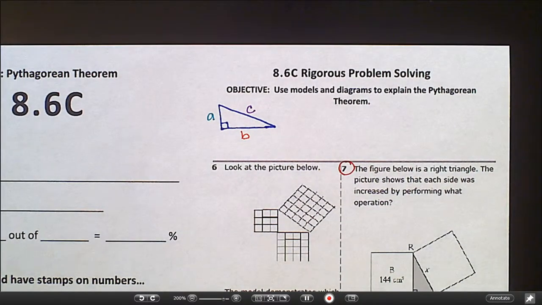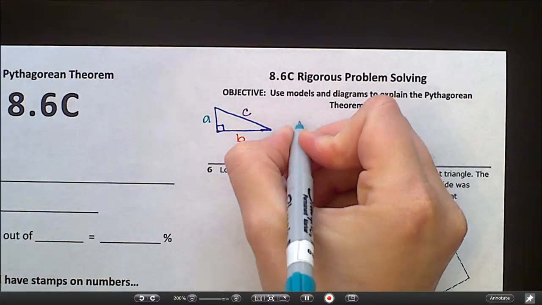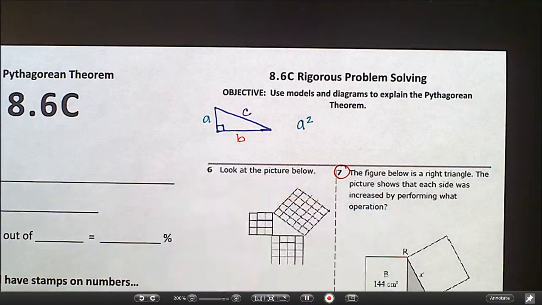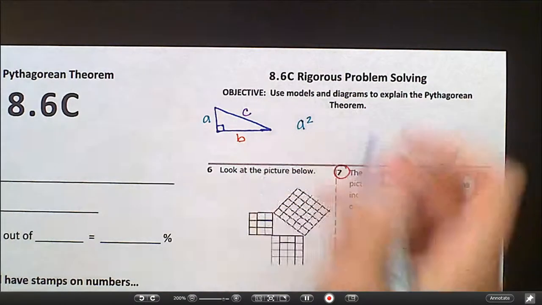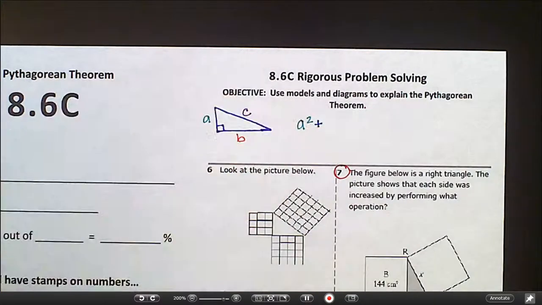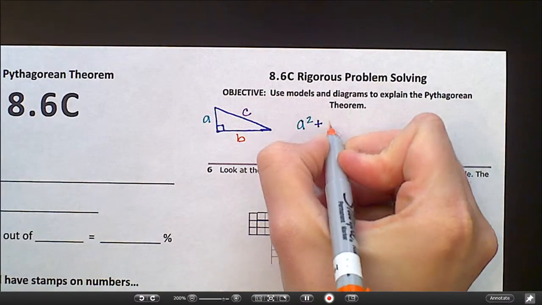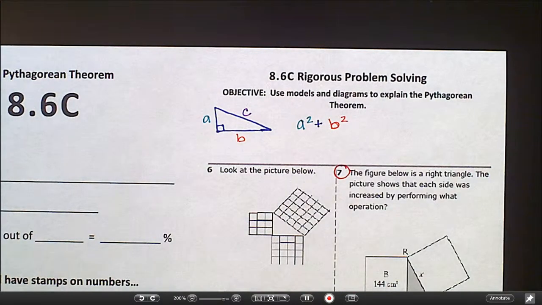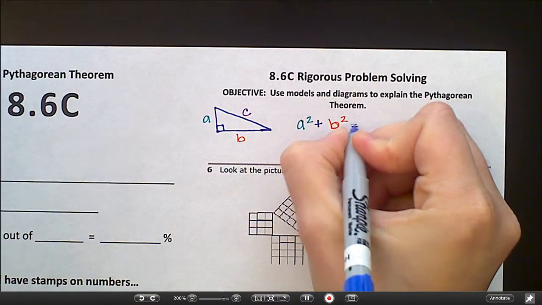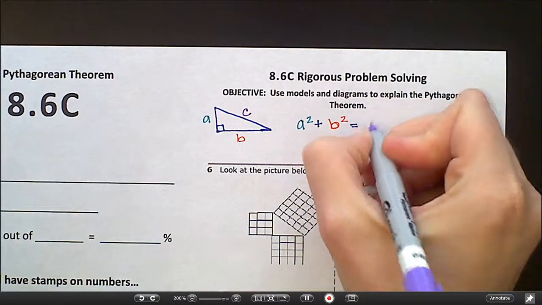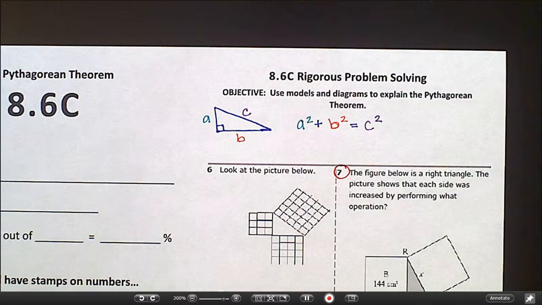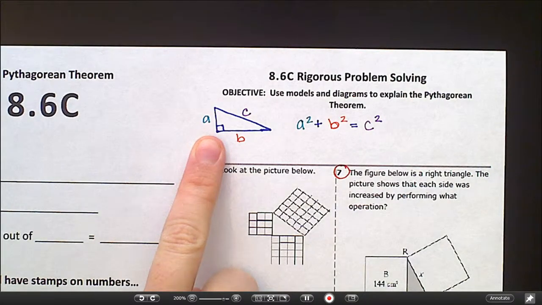So here's the formula. A squared, so the length of this side squared, or times itself, plus B squared equals C squared. Now there's something very important that you need to realize here, and that is the length of this side right here is not A squared.